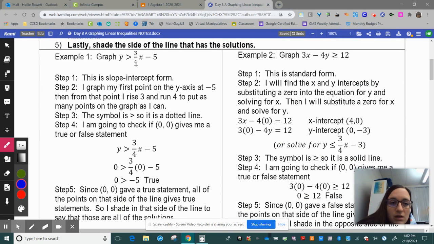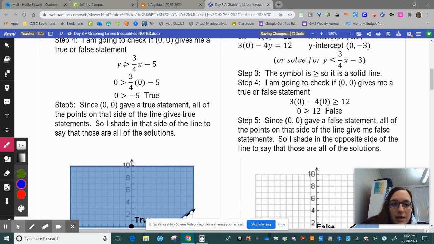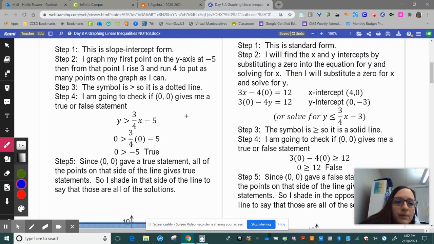So over here, I'll talk you through this one. It's in slope-intercept form. So you graph the negative 5. There's your negative 5 point, down here. Then they use the slope 3 over 4. So up 3 over 4, up 3 over 4, up 3 over 4. So we graph our line as usual. The symbol is greater than, which means there's no or equal to. So it's a dotted line.